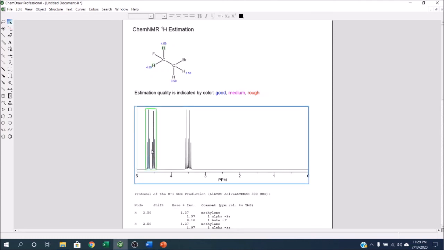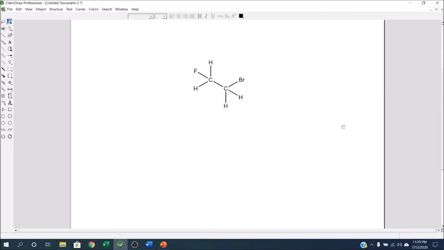Now it's interesting how it's causing those peaks to get a little more complicated in their structure, and that's a detail that we'll get into later on in the semester. So for now, this right here is just a tool you can use in ChemDraw to take a look at what the different proton NMR spectra would look like.